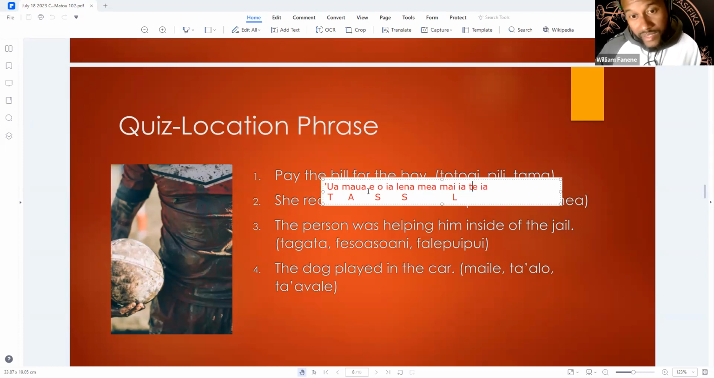So because we have these two subjects, we need to indicate which one of these subjects did the action, and we do that with the e. Okay. Any questions?